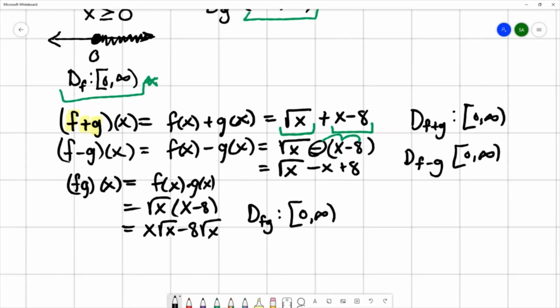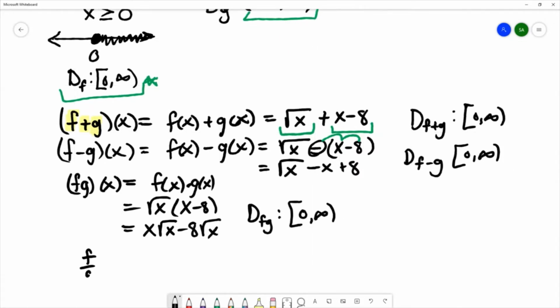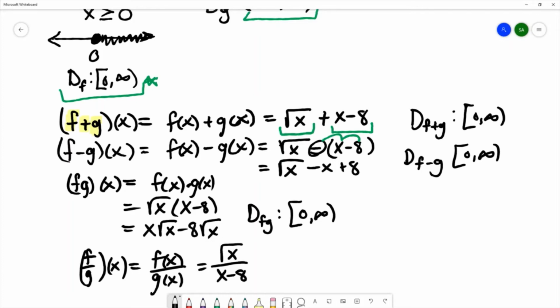Finally, we want to find f divided by g. That would be f of x divided by g of x. F of x is the square root of x, and g of x is x minus 8. And there's not any simplification we're going to do there. We're going to leave it as the square root of x over x minus 8. And once again, you have to consider the individual domains. And we're going to choose the most restrictive, which is 0 to infinity.